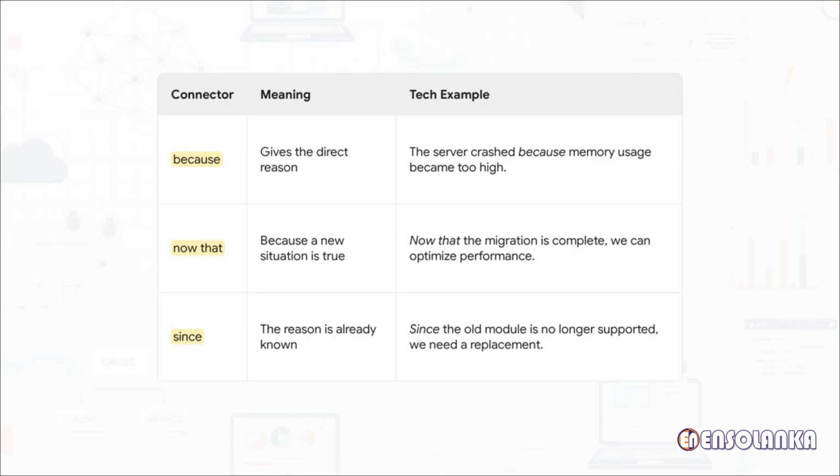Because gives you the direct, often new reason for something. Now that is cool because it points to a brand new situation that makes a new action possible. And since is what you use when the reason is probably already known or kind of obvious to your audience. Choosing the right one really shows you have command of the language.